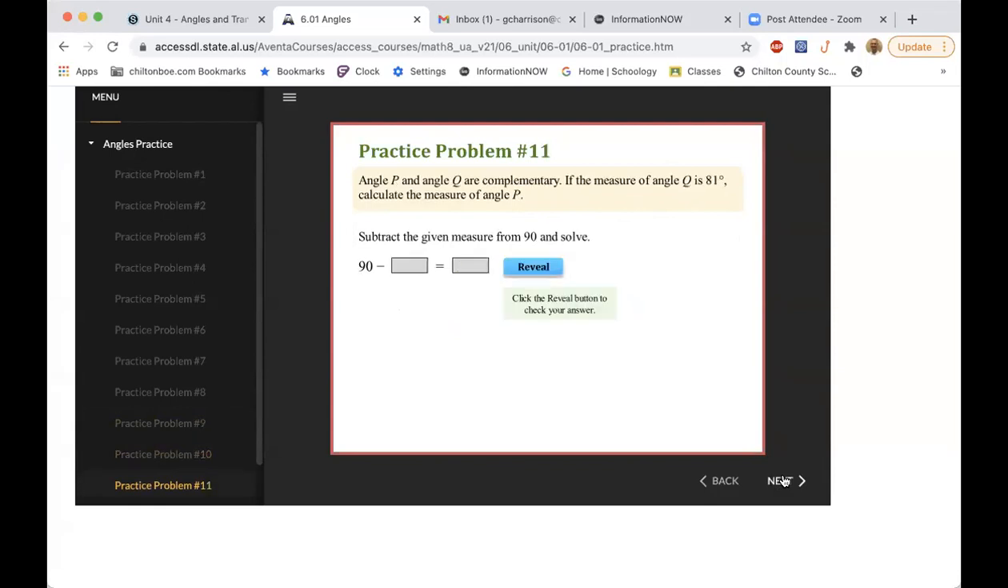P and Q are complementary. That means 90 degrees. If Q is 81, what's P? 90 minus 81 equals 9 degrees.